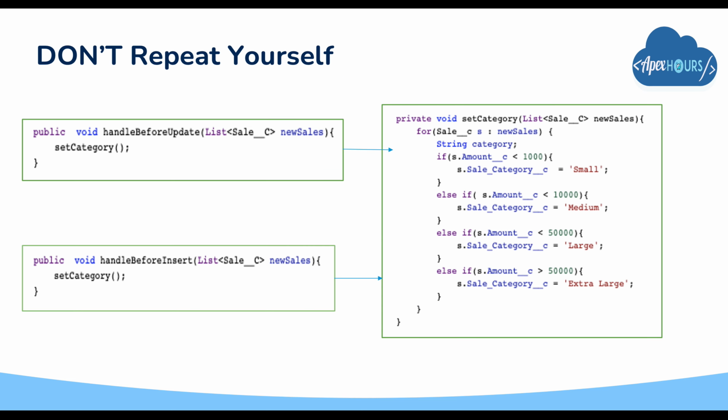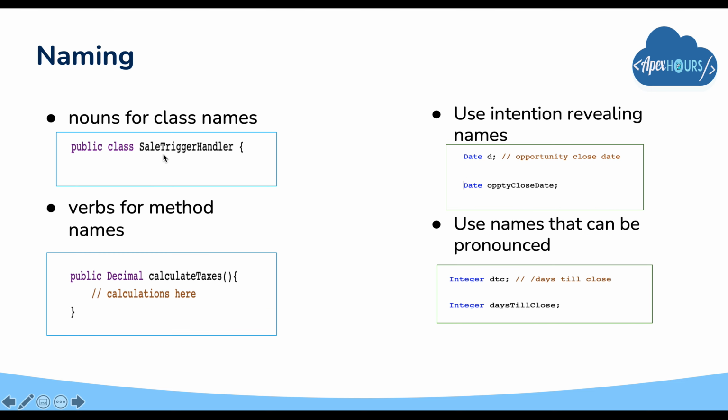Now let me move to the next point: don't repeat yourself. If you see the same example, here I was using the same code in both update and insert, and previously I was using the same piece of code multiple times. Instead of that, create a reusable method, service method or handler method and reuse it. Whatever code is repeated, try to put it into such a method and reuse it.